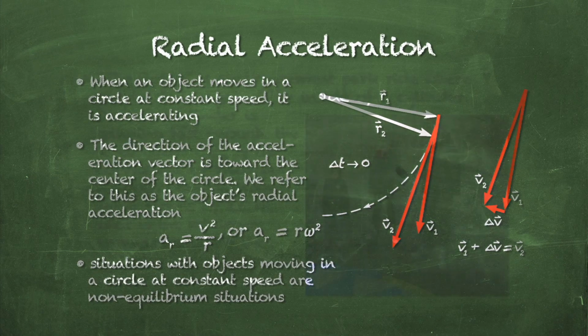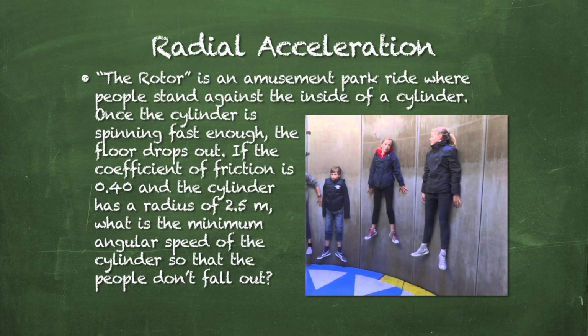Okay, here's a fun example. The rotor is an amusement park ride where people stand against the inside of a cylinder, and once the cylinder is spinning fast enough, the floor drops out. If the coefficient of friction is 0.4 and the cylinder has a radius of 2.5 meters, what is the minimum angular speed of the cylinder so that people don't fall out?